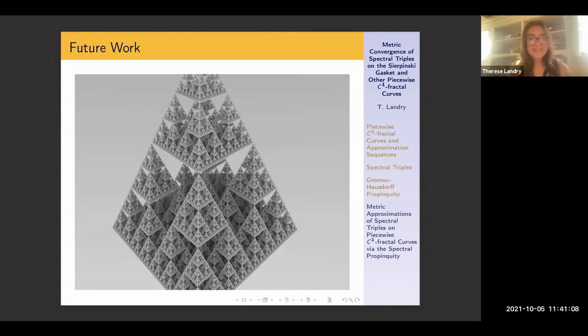Okay, so here is another example of a well-known fractal. This is the Sierpinski tetrahedron. And the point is that it doesn't live in just 2 dimensions, right? It's in higher dimensions. And so not only would we want to consider the next dimension up, but what is an appropriate generalization of piecewise C1 fractal curves to higher dimensions? Because we want to be able to approximate higher dimensional fractals and understand them.